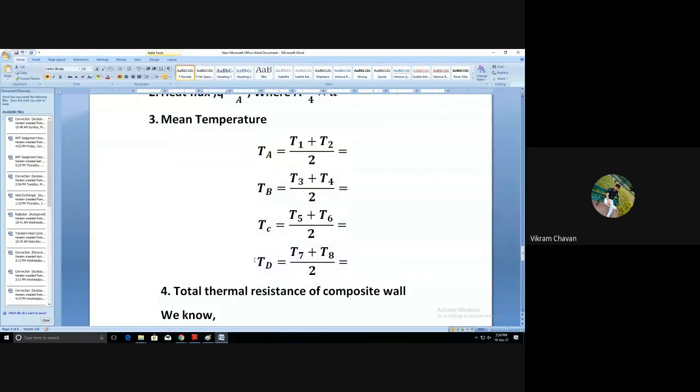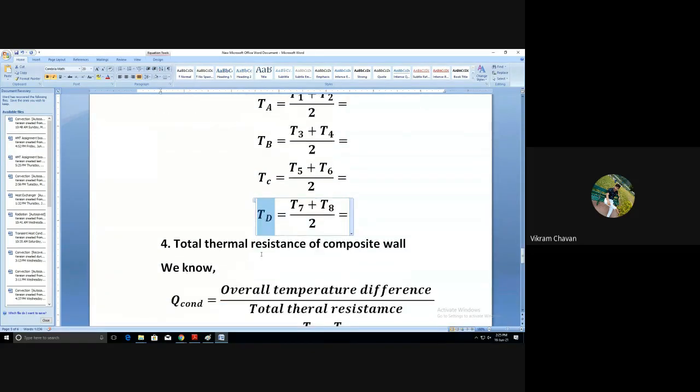But we require only the overall temperature difference. So overall temperature difference means what? The initial temperature of the slab minus the final temperature of the slab. The initial temperature is nothing but TA, since T1 and T2 are the nearest thermocouple temperatures to the heater. So the initial temperature will be considered as TA, and the final temperature will be considered as TD. The wooden end side temperatures, the thermocouples after the wooden material, will be considered as TD, that is T7 plus T8 divided by 2.